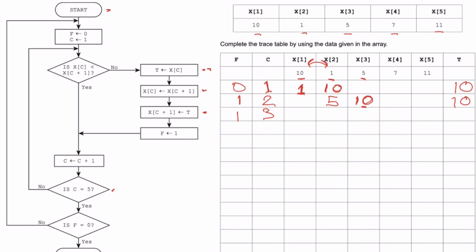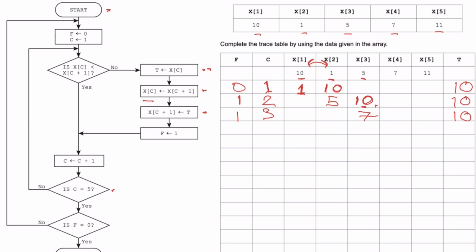Let's have a look. Is the value in the third position, 10, less than 7? No, 10 is not less than 7. So total gets the value that's in position 3, which is 10, and that goes back in there. Position 3, 10. Is that less than that? No, it's not. So the value 7 goes in there.